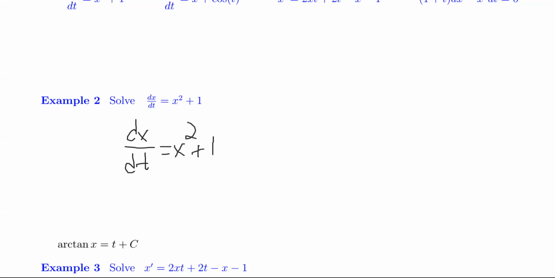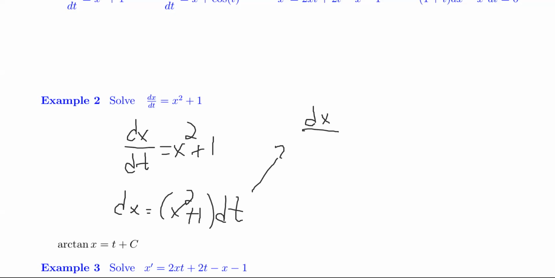That means we want to move the dt up to the right hand side. We do that by multiplying by the differential dt on both sides. So we have dx is equal to (x squared plus 1) dt. And of course, we need to move the x squared plus 1 over to the left, so we divide by the function x squared plus 1. And this becomes dx over x squared plus 1 is equal to dt.